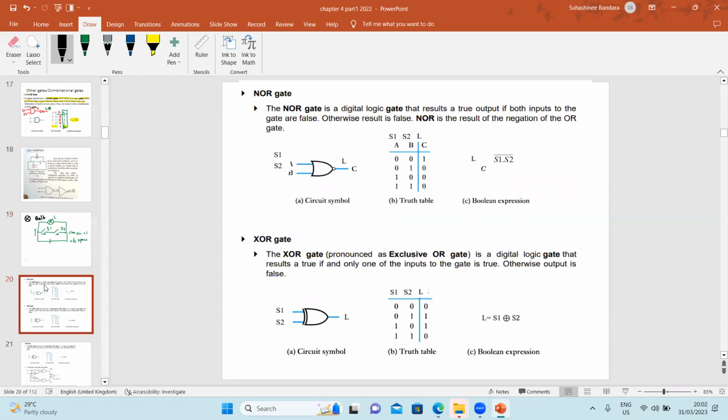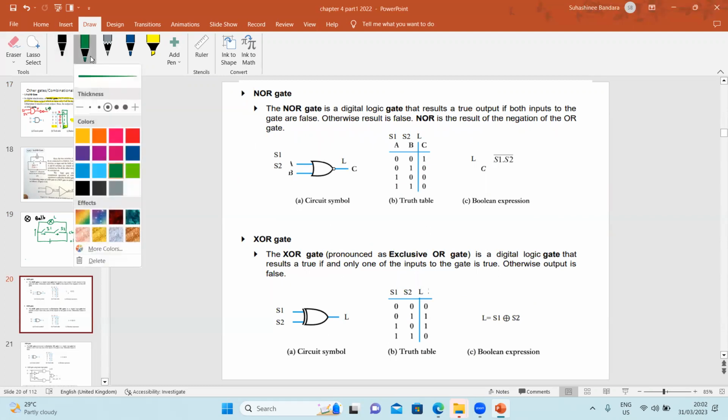Next one is NOR gate. NOR gate means again OR gate plus another NOT gate.